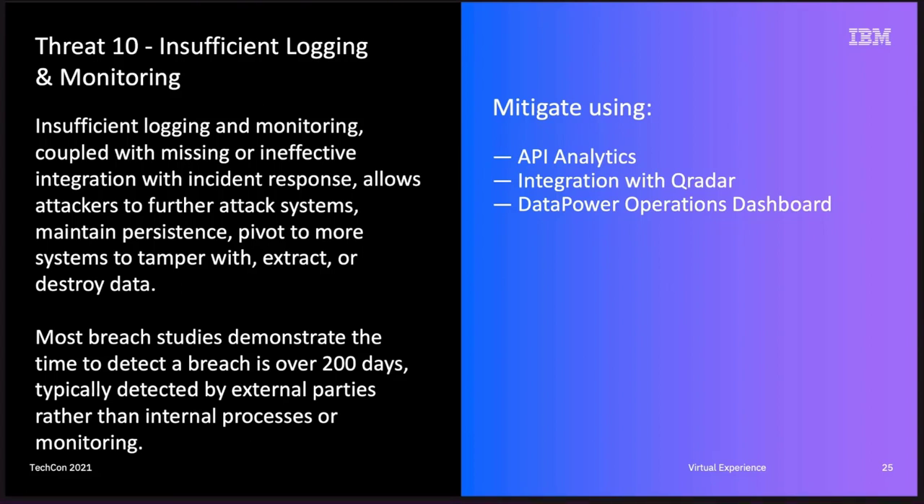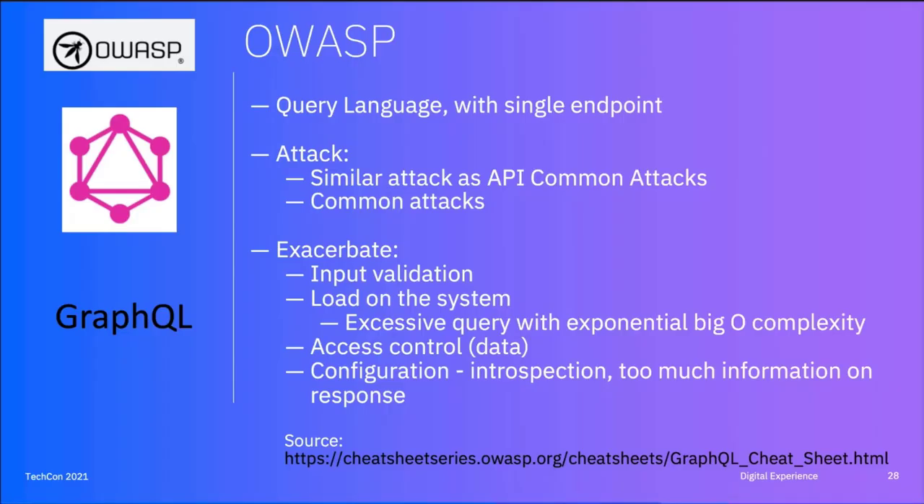For auditing and administrative actions, API Gateway logs all activity along with essential metadata such as the date and timestamps, source IP addresses, and user IDs. Handing over to Morris to help us understand how you can mitigate the GraphQL common attacks using IBM API Gateway.